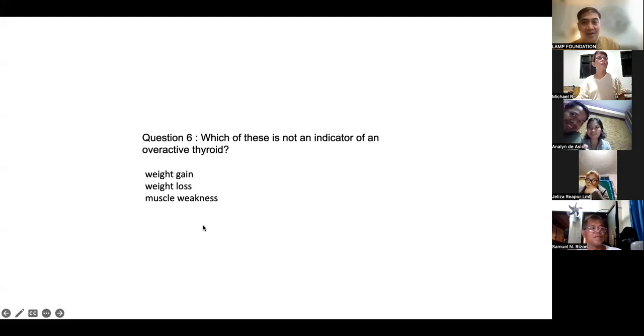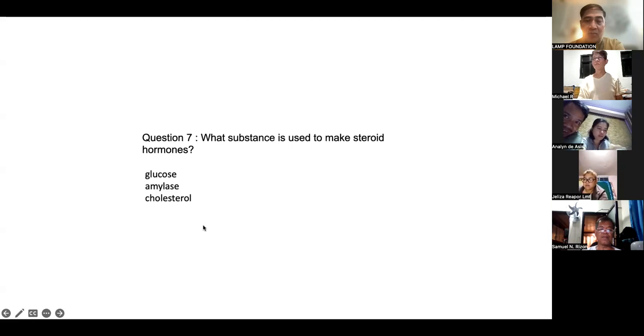Which of these is not an indicator of an overactive thyroid? Muscle weakness, Doc? Not overactive thyroid. We have hypoactive or underactive thyroid, and overactive thyroid. Which of these is an indicator of an overactive thyroid? Weight gain? That is not overactive thyroid. Usually, weight loss.